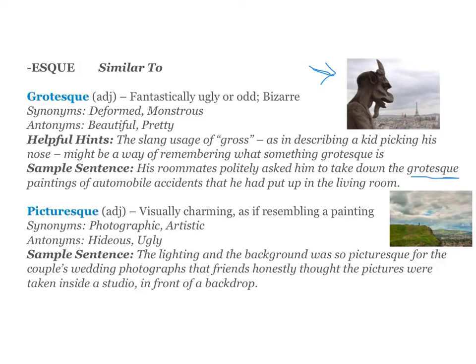So this meaning of grotesque is a little bit different than the artwork. A grotesque painting of automobile accidents would mean maybe there was blood all over. They show bodies. It's disgusting and horribly ugly and terrible to look at.